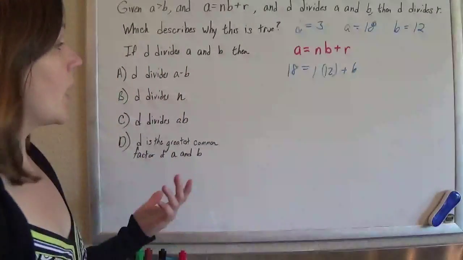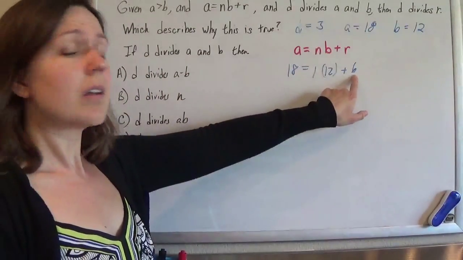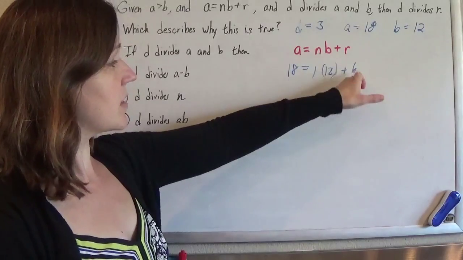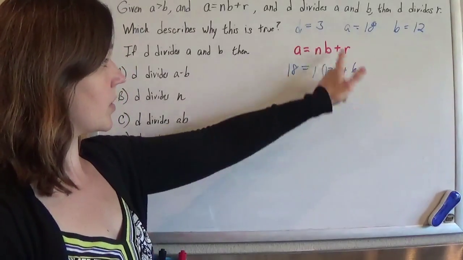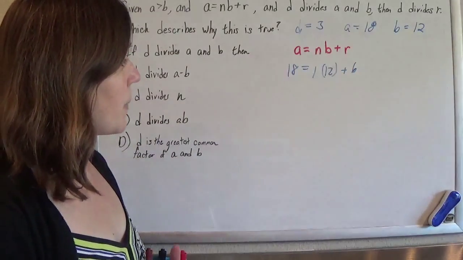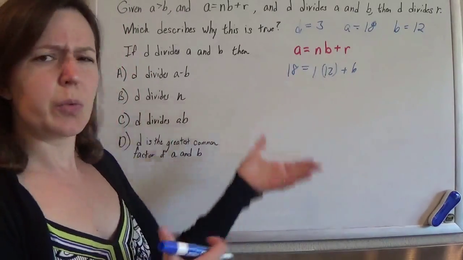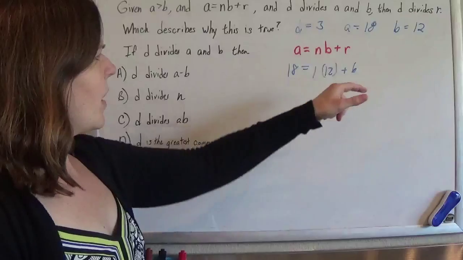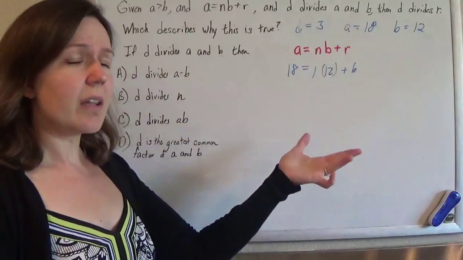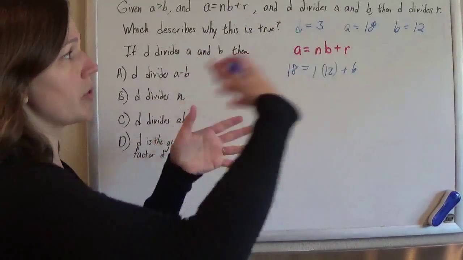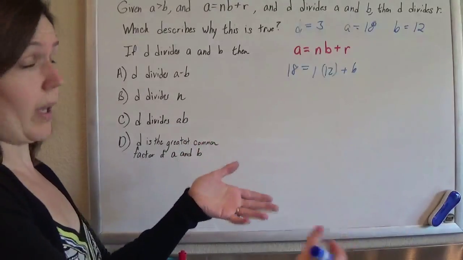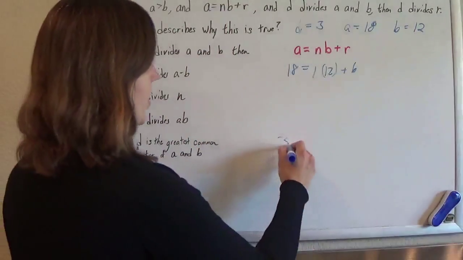right? And so I was like, hey, yeah, D divides 6. This is good. 6 goes into 3. That's happy. And it kind of makes sense that D would divide R, because if D divides A and B, then A and B are both multiples of, like, whatever D was, in here 3.